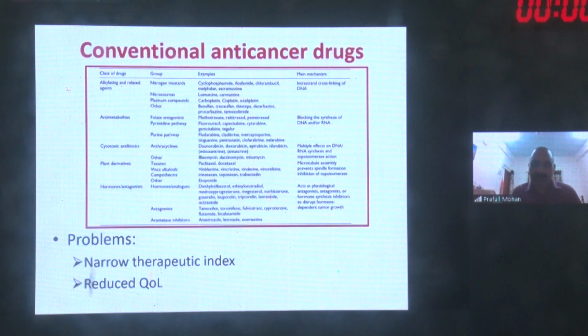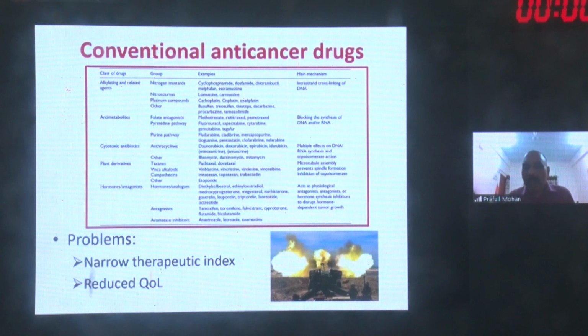So this is just a glimpse of certain conventional anti-cancer drugs. I will not talk about them much because willy-nilly most of us know about them, including the students. But the problem is that all of them have got a narrow therapeutic index and they reduce the quality of life substantially. They're more like a big bomb which falls on a small village and kills hundreds of persons, whereas the target was to kill only one individual. And that's the reason why it has so many problems, and that's the reason why we keep on talking about newer targets and how to make it better.